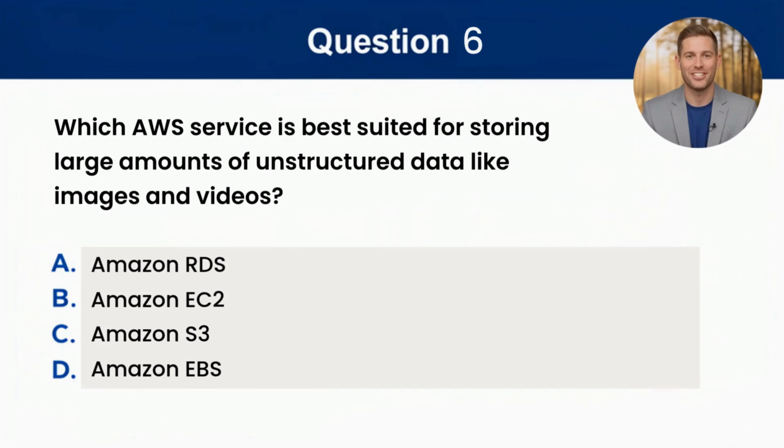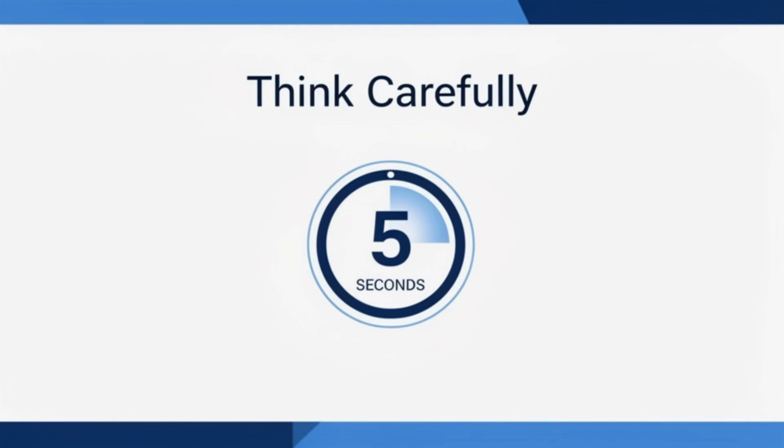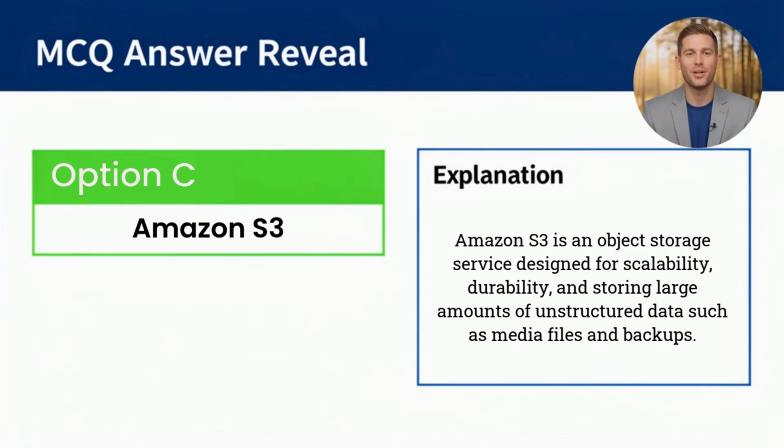Question 6. Which AWS service is best suited for storing large amounts of unstructured data like images and videos? A. Amazon RDS. B. Amazon EC2. C. Amazon S3. D. Amazon EBS. Pause and think about the best option. The correct answer is C. Amazon S3. Amazon S3 is an object storage service designed for scalability, durability, and storing large amounts of unstructured data, such as media files and backups.